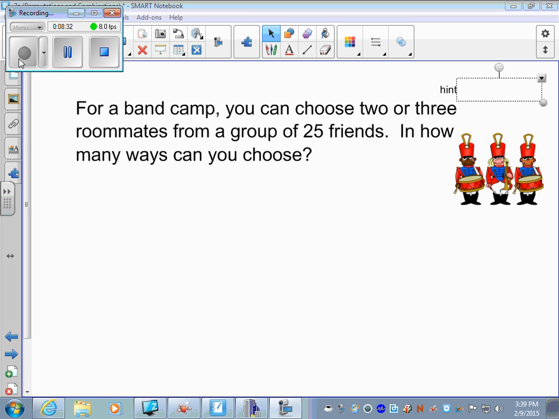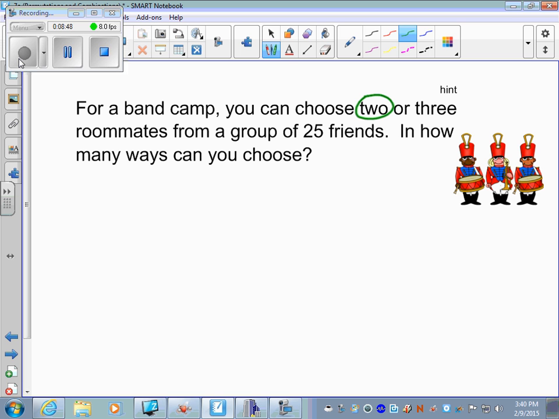You have two roommates, or then the other scenario is 3 roommates. So we do these separately. So we have choosing 2, that's a group, and we're choosing them out of 25 people. That's scenario 1, and then we have scenario 2, if we had 3 roommates, so that's a group of 3 people out of 25.